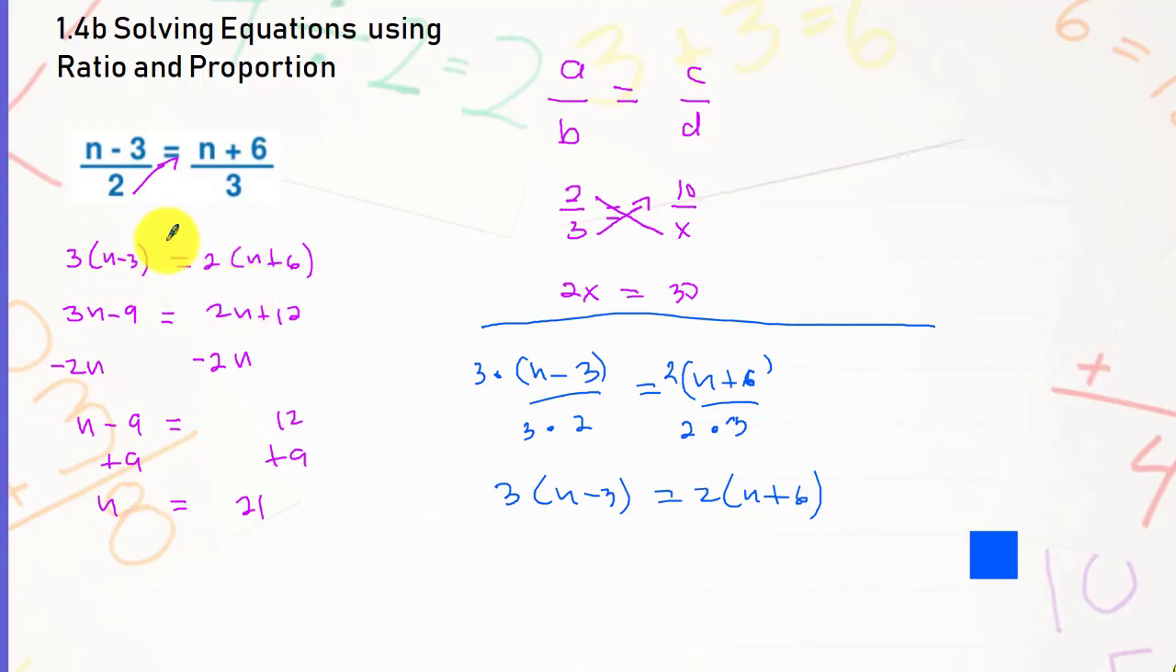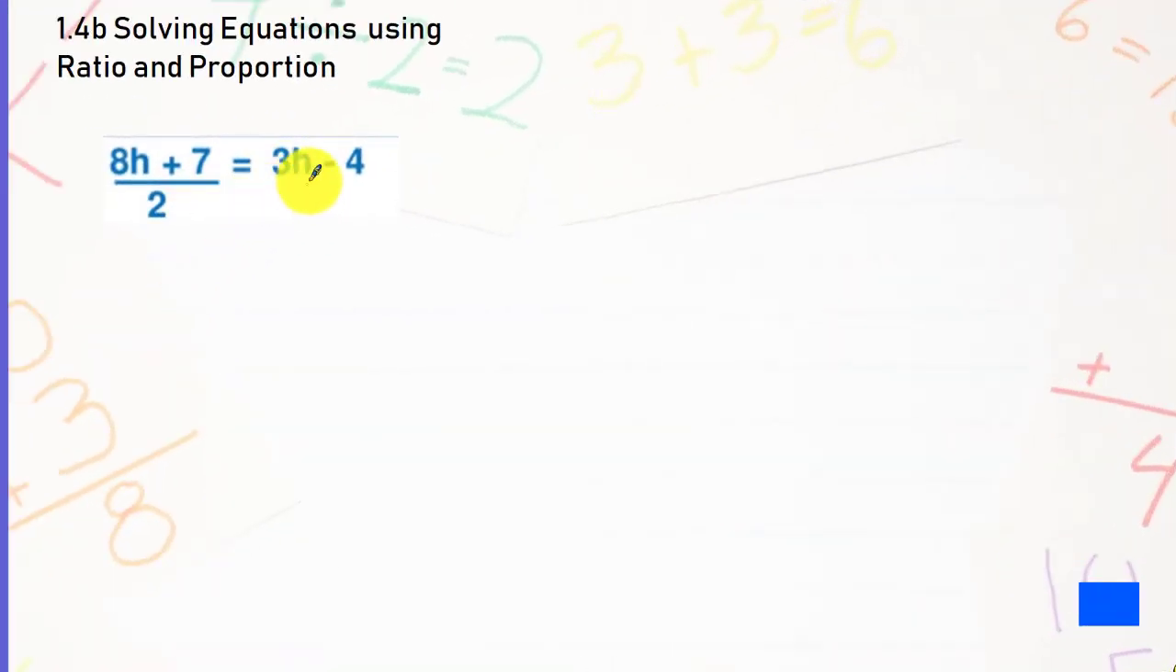So instead of using the LCD, we can just do the cross multiplication and then solve for the unknown variable n. In this case, I don't have a denominator here, but we know that all numerators have a denominator equal to 1. And then we do the cross multiplication. 1 times this, I'll get 8h plus 7. And then 2 times this, I will have 2 times 3h minus 4. Alright, I have parentheses here, so we can distribute 2 to 3h minus 4. I'll get 6h minus 8. Bring down your 8h plus 7.